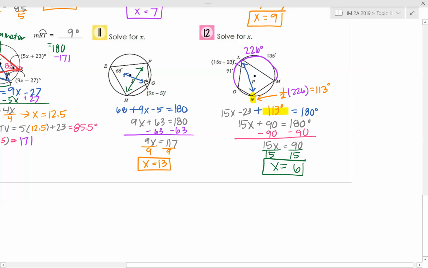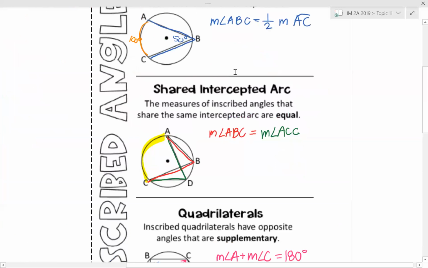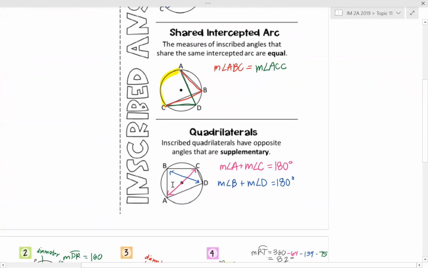Okay, so that is inscribed angles and quadrilaterals inscribed inside circles. Remember that the big idea here is that an inscribed angle's measure is half the measure of the arc, or you can think about it as the arc is double the measure of the inscribed angle. And if two inscribed angles open up to the same arc, then they're congruent. Opposite angles in a quadrilateral are supplementary.